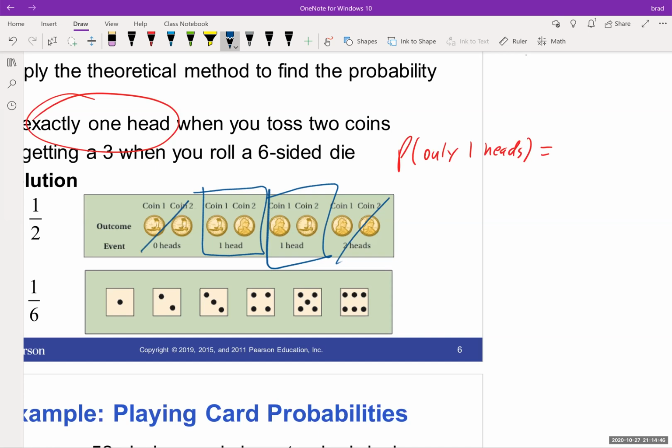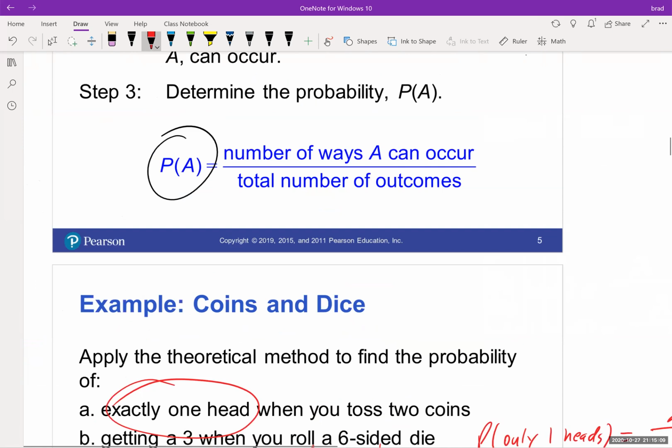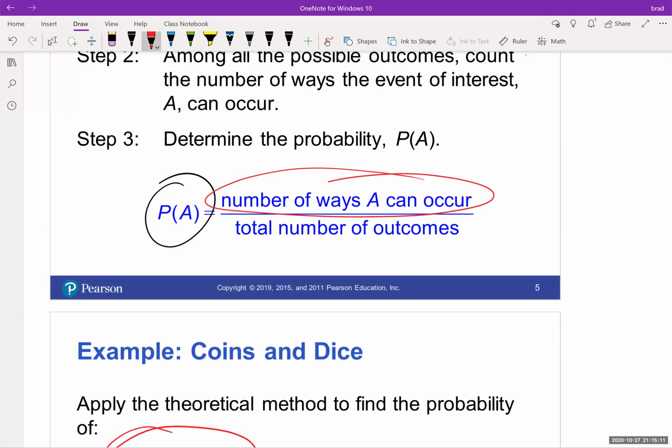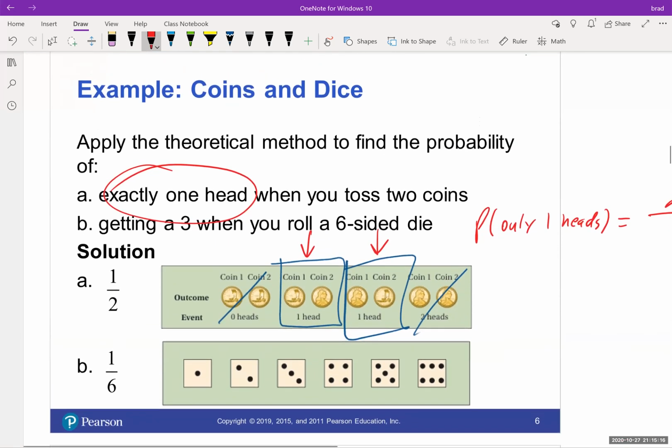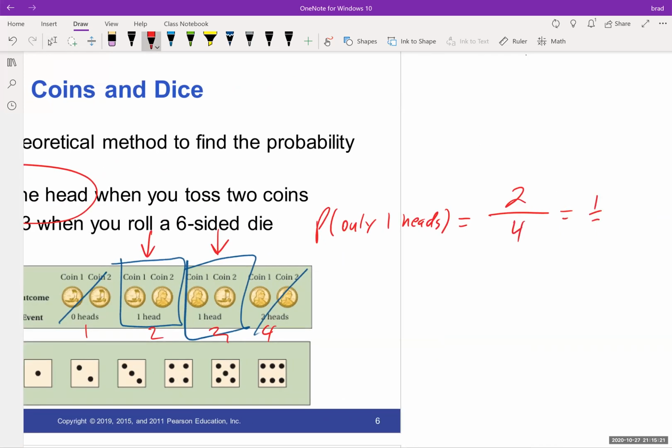Okay. So what we're going to do is say, well, there are two scenarios where we get one head. That could be the first coin was tails and then the second coin was heads, or the first flip was heads and then the second coin was tails. But in both situations, we got one head, right? So we take the number of ways A can occur. We found out it's 2, and then we divide it by the total number of outcomes. Well, there are 4: 1, 2, 3, 4 outcomes. So 2 out of 4 is 1/2.